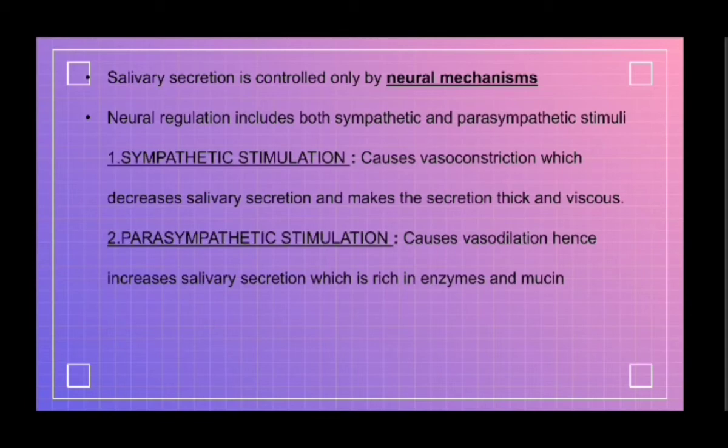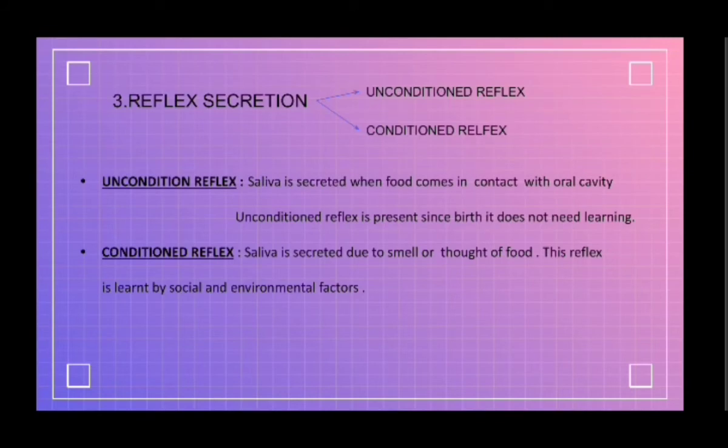This is the reason why during sympathetic stimulation our mouth turns dry. Whereas in parasympathetic stimulation, it causes vasodilation, hence increasing salivary secretion, which is rich in enzymes and mucin. In reflex secretion, there are two mechanisms. These are unconditioned reflex and conditioned reflex.